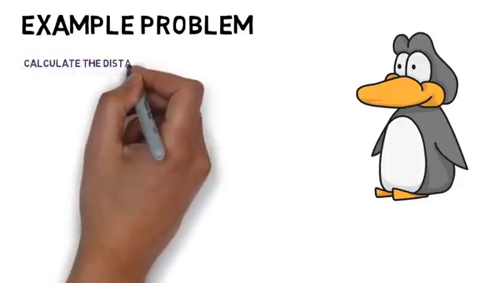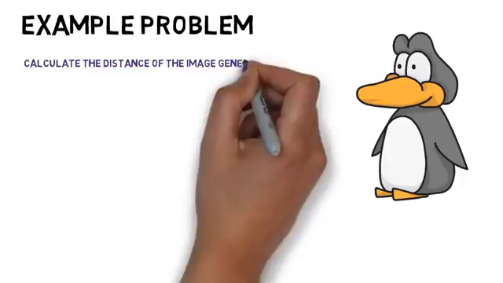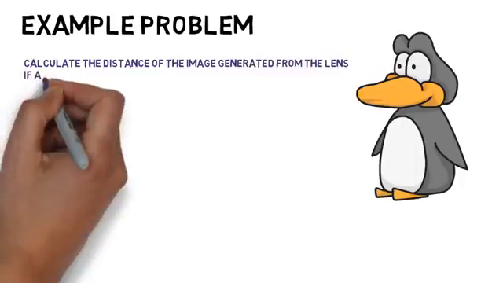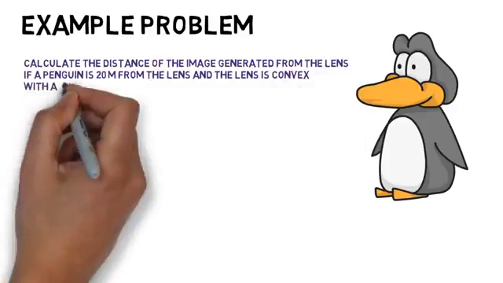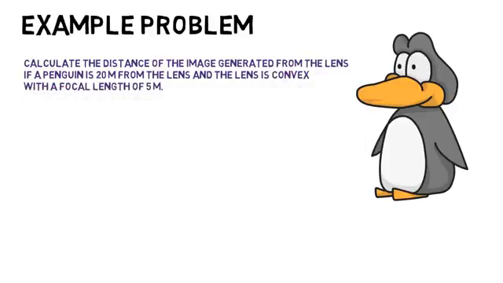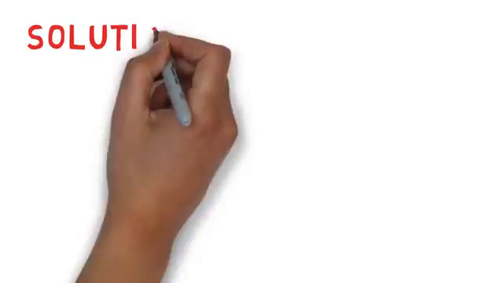Calculate the distance of the image generated from the lens if a penguin is 20 meters from the lens and the lens is convex with a focal length of 5 meters. So take a minute to figure out how we'd solve this problem and also check out the penguin. Let's now move on to the solution.